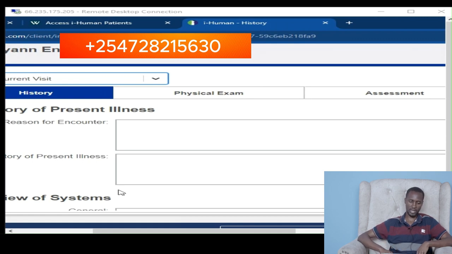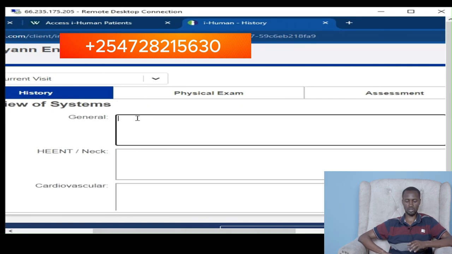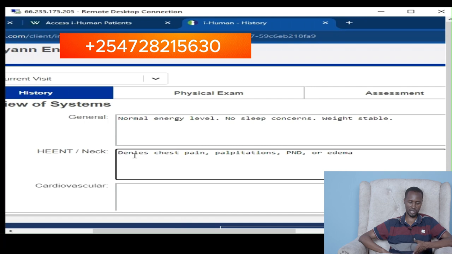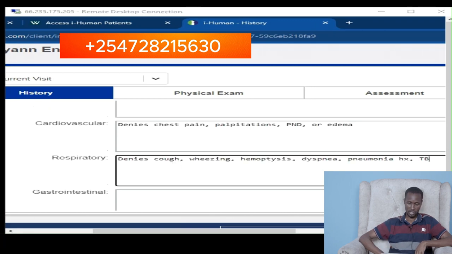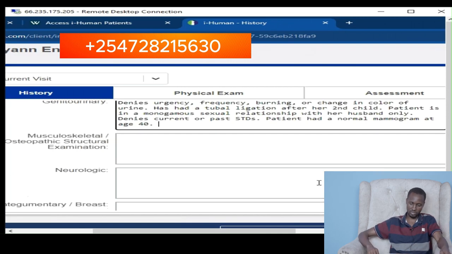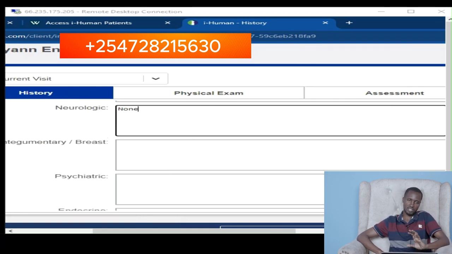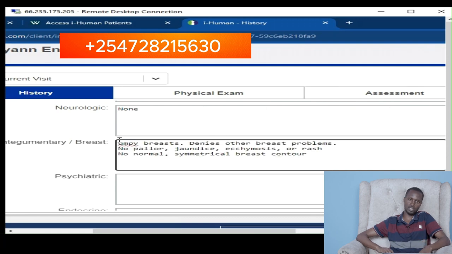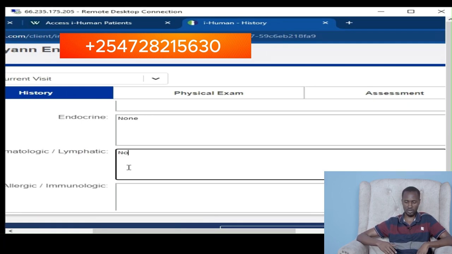Under the EHR, one of the prompts is reason for encounter, then history of present illness, or HPI. You're supposed to answer about cardiovascular, respiratory, gastrointestinal, other musculoskeletal examination, neurologic examinations, and breast. Now this patient is concerned about breast cancer, so you're supposed to include that one. But another thing about the EHR is it's standard, so almost every patient that you encounter, especially adult patients, you have to respond to their EHR. You have to give a record of that one.